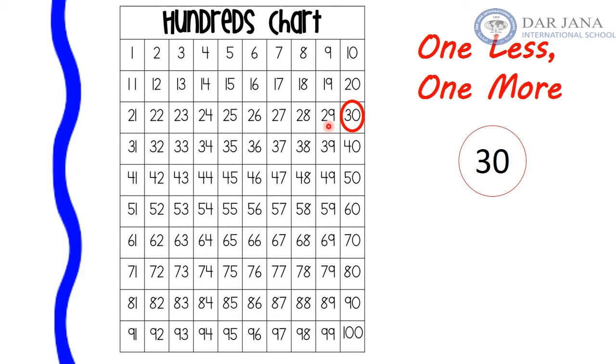But if we want to find which number is 1 more than 30, we agreed on going to the right. But if we go to the right, we find no number over there. So in this case, we go just to the first number that comes on the row below. So this is the row below number 30, and the first number that comes on this row is 31. So the number that is 1 more than 30 is 31.